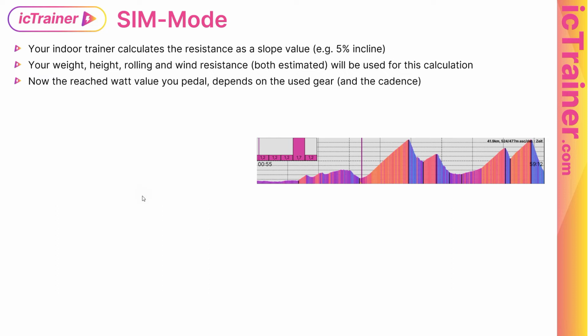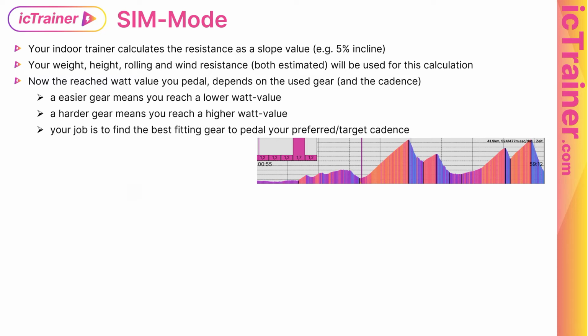And now the watt value you reach depends on the used gear and the cadence. An easier gear means you reach a lower watt value, a harder gear means you reach a higher watt value. Your job is to find the best fitting gear and to pedal at your preferred or target cadence. This corresponds to a real outdoor ride. It's the same as outdoor: you control the resistance on your gear shifter.